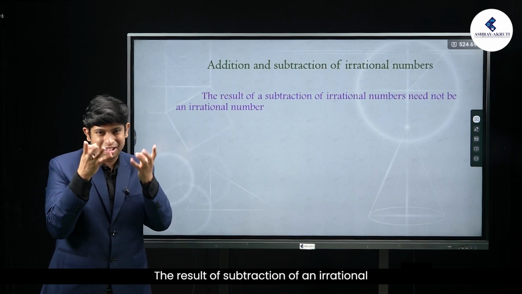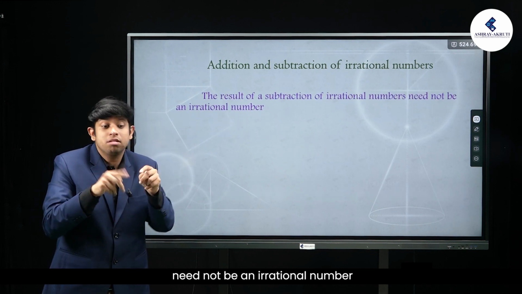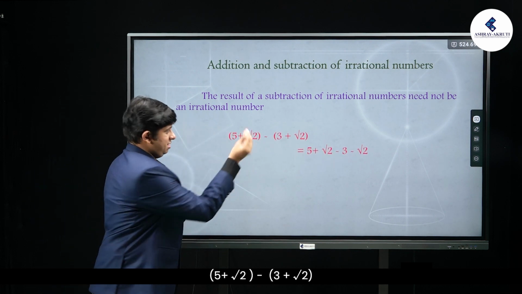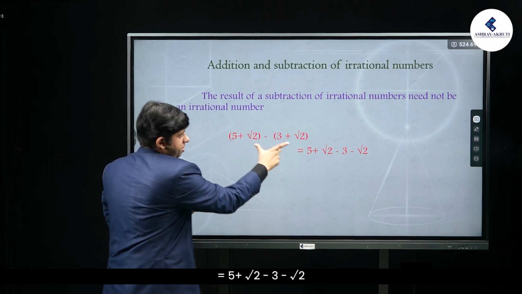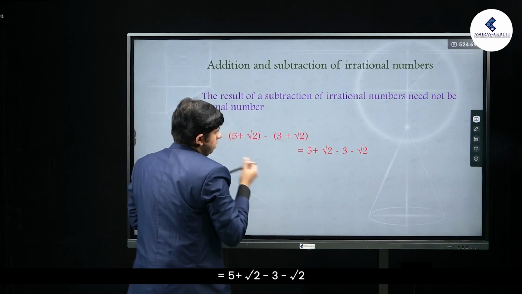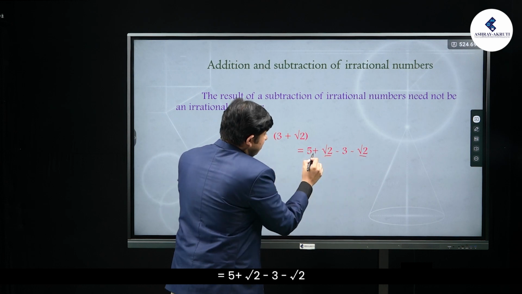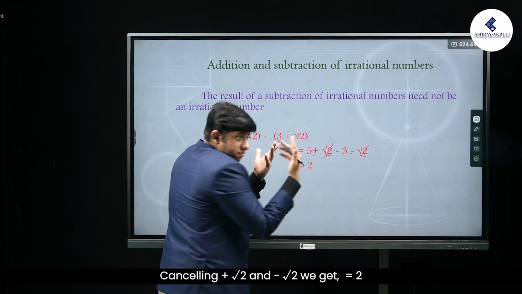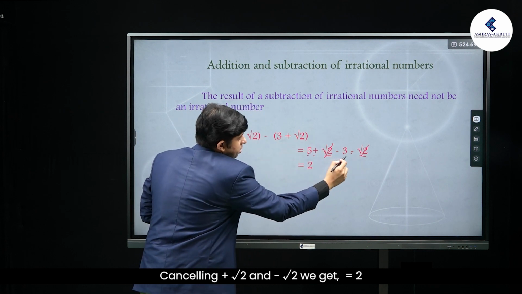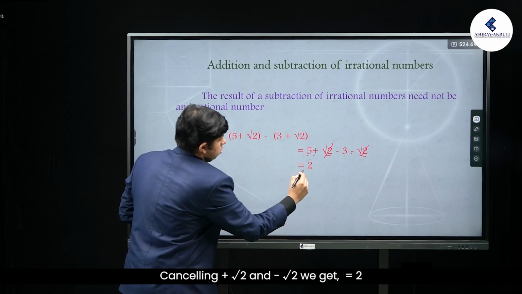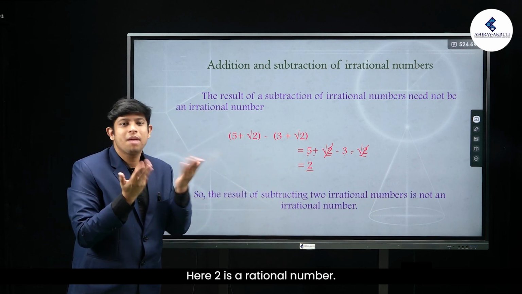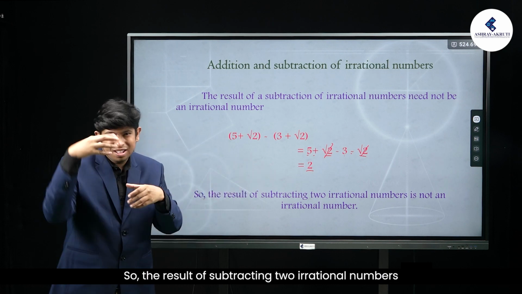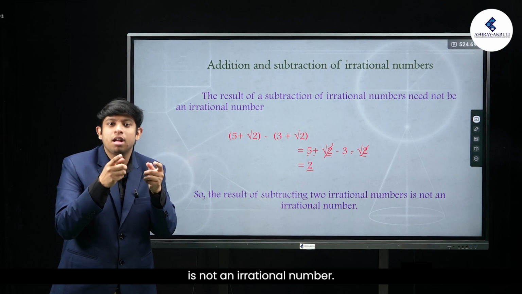The result of subtraction of irrational numbers need not be an irrational number. Take 5 plus root 2 minus 3 plus root 2, which is equal to 5 plus root 2 minus 3 minus root 2. Cancelling plus root 2 and minus root 2, we get 2. Here 2 is a rational number. So the result of subtracting two irrational numbers need not be an irrational number.